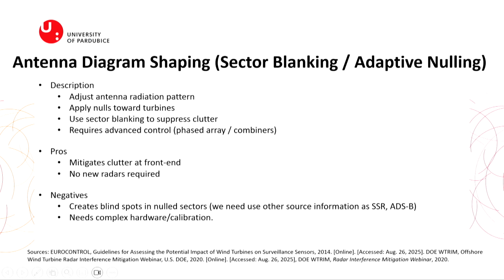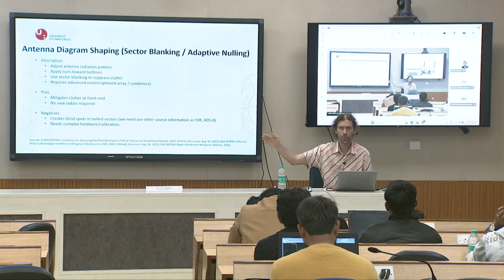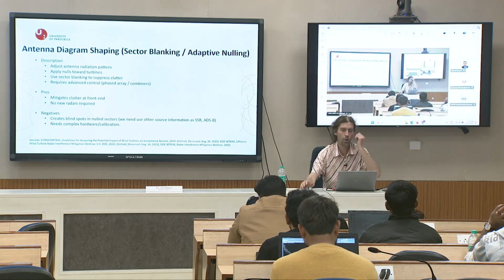So it mitigates clutter, and no new radar is required. That is the pro, but the negative is that it creates a blind spot in the nulled sectors and needs complex hardware calibration. It is not an easy task, because of course if you have one wind turbine, it's relatively easy, you need one null. But if there will be 200 of them, or 20 of them, it will almost not be possible.